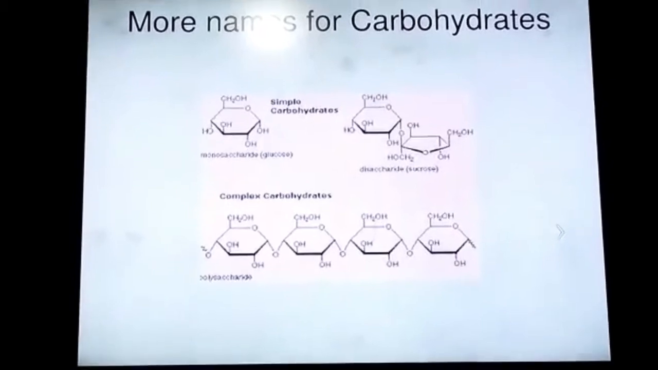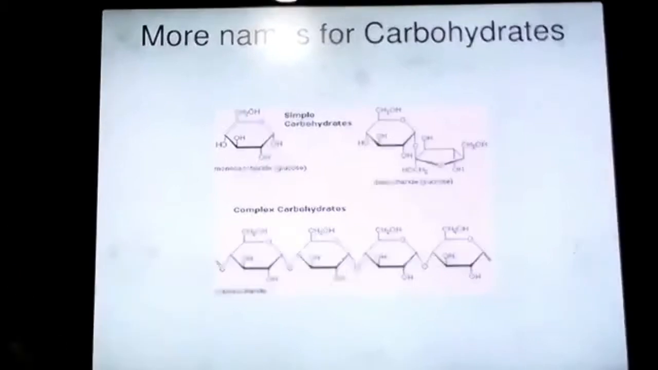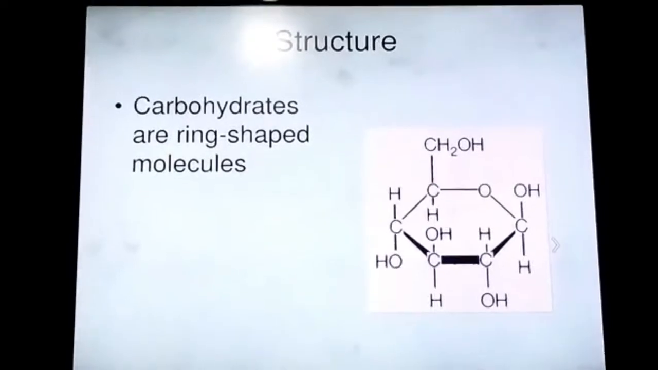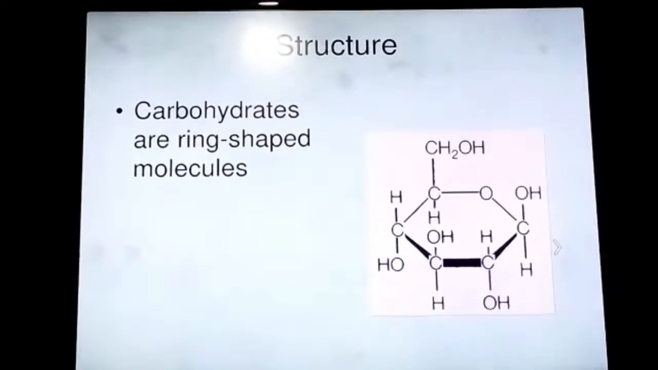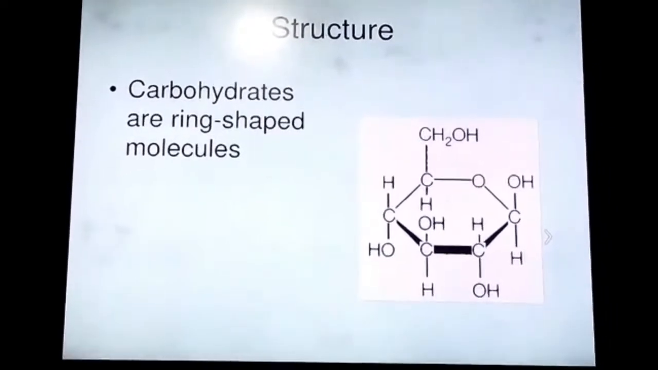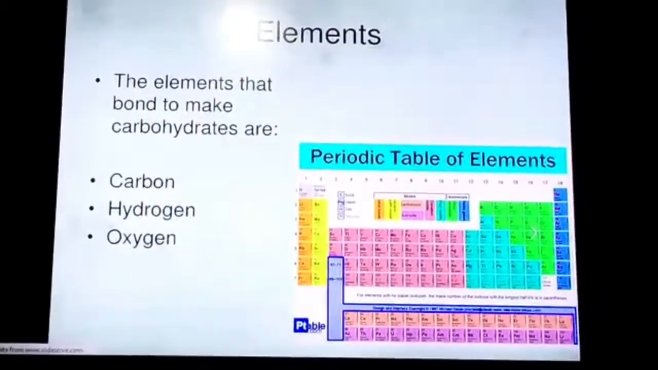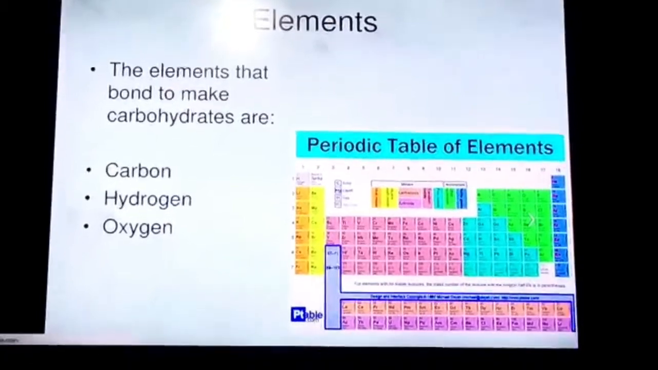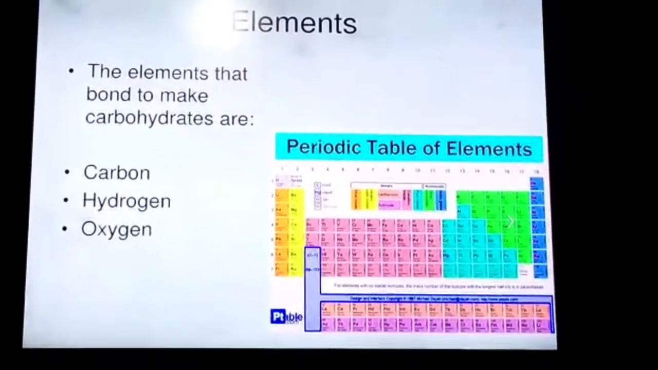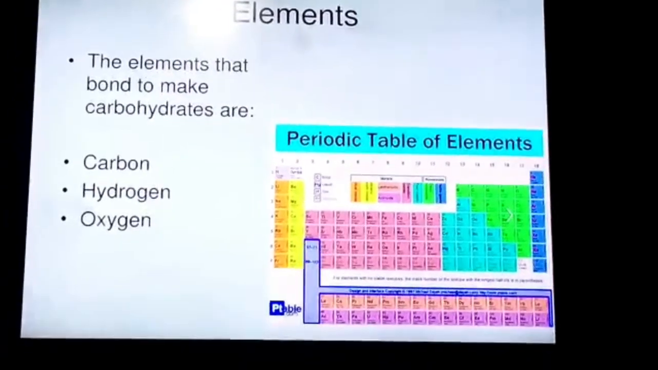More names of carbohydrates. There are two categories given above and below, simple carbohydrates and complex carbohydrates. Structure of carbohydrates: carbohydrates are most probably present as ring-shaped molecules. Like you can see, glucose and fructose are in ring shape. Now the next thing is elements. The elements that bond to make carbohydrates, जो carbohydrates को बनाने में use होते हैं, जैसे कार्बन, हाइड्रोजन और ऑक्सीजन, ये मेजर 3 एलिमेंट्स हैं.